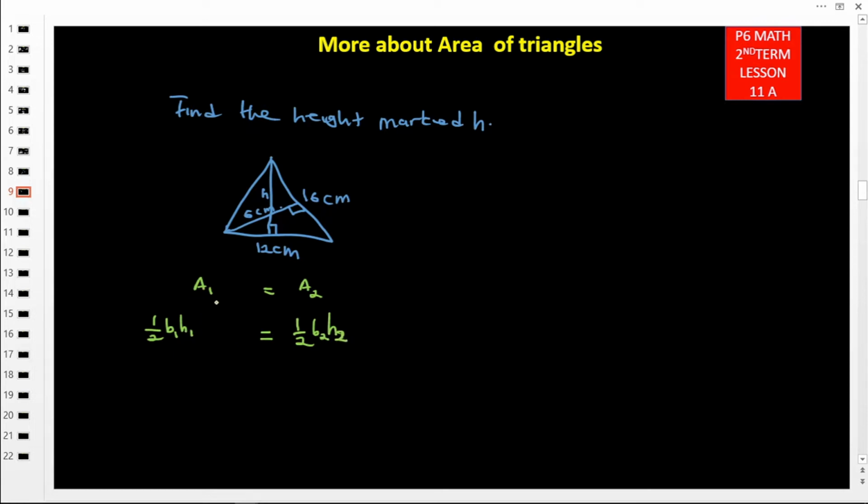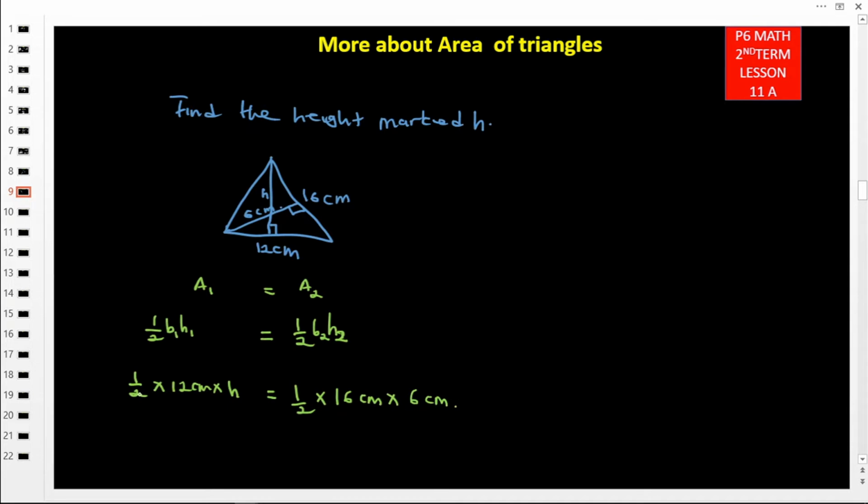Now we are going to substitute in. It is going to be a half, times our base 1, which is 12 centimeters, times its height, which is h, which we are finding. This is equal to the area of the second triangle, because they are the same area. So this is a half times our base 2. What is base 2? It is 16 centimeters, times its height. What is the height here? The height is 60 centimeters.